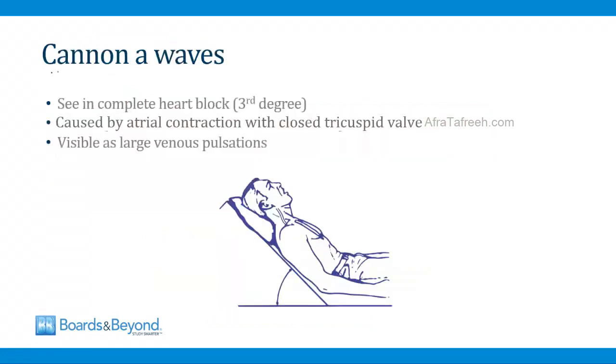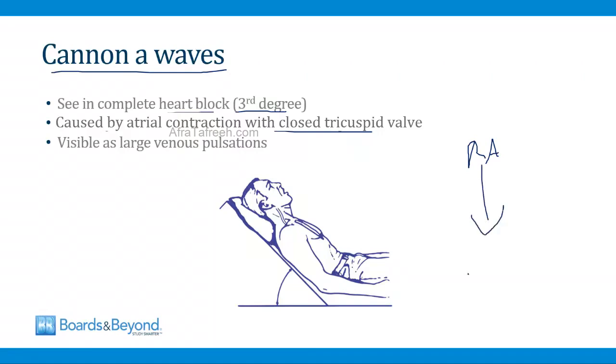You should be familiar with Canon A waves, which are a finding on physical exam in patients who have complete heart block or third degree heart block. These occur when the atria contracts against the closed tricuspid valve. So normally, when the right atrium contracts, the tricuspid valve is open and blood can be pushed into the right ventricle. However, in complete heart block, the atria and the ventricle are out of sync. They are depolarizing at different times, and sometimes the right atrium will contract, but the tricuspid valve will be closed. When that happens, blood will be pushed upward towards the neck, and you can see this on physical exam. It's called a Canon A wave.